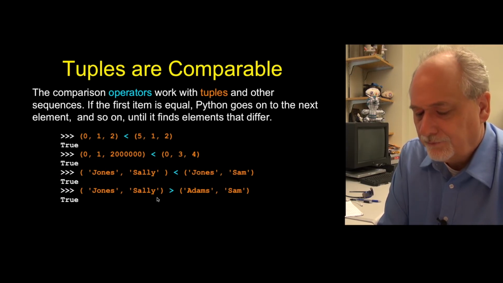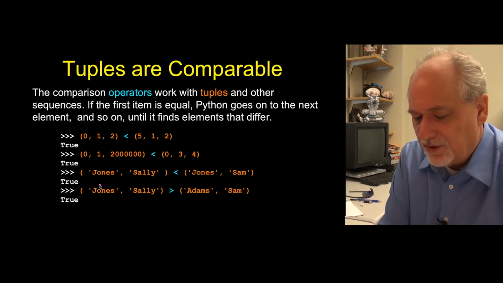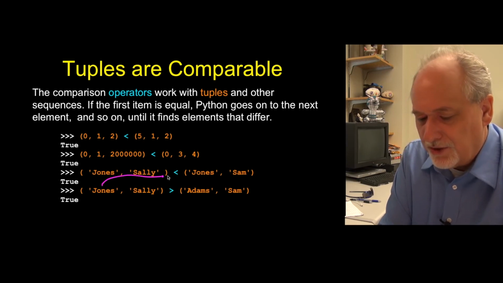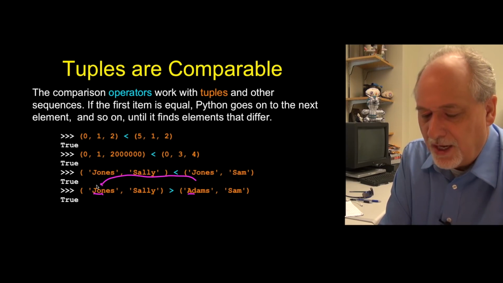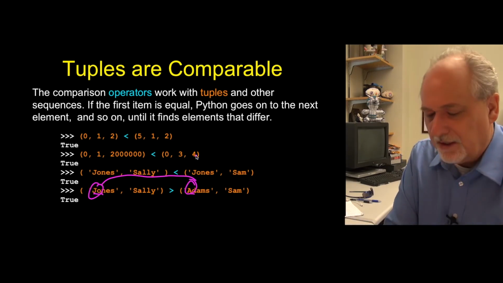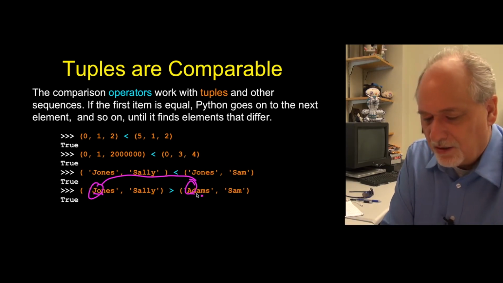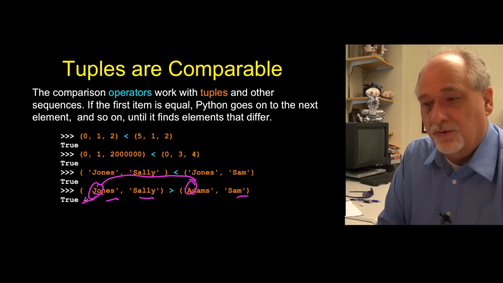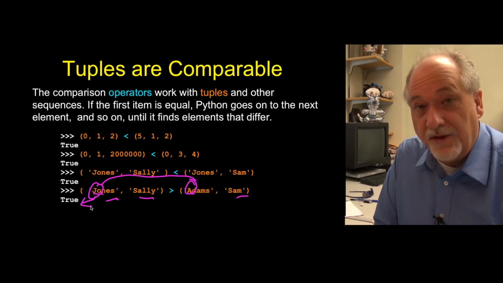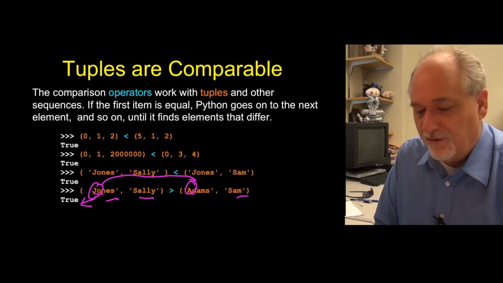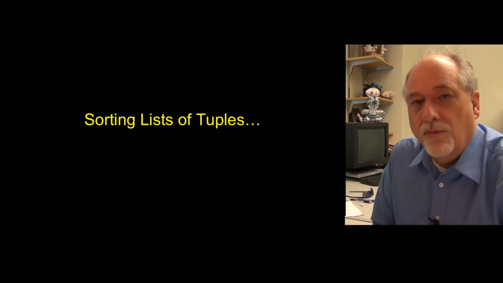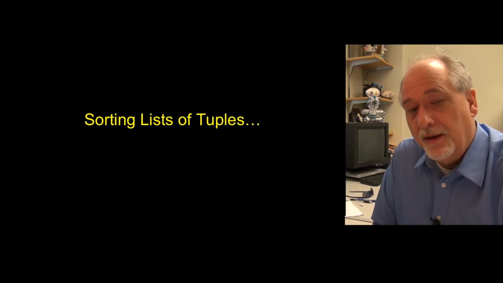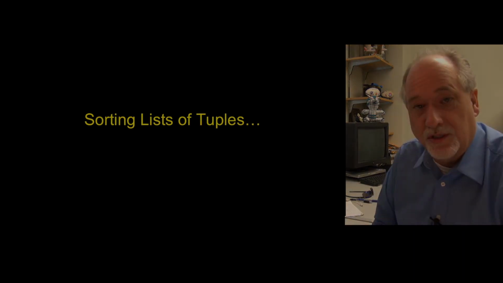And if we say is Jones Sally greater than Adam Sam, well, we check the J and the A. Well, J is greater than A, and so we don't have to look at anything else. We don't have to look at any more of these characters. We don't have to look at the second thing in the tuple. That is enough to be true. So it only scans until it has a definitive answer. It doesn't scan any further. So now what we're going to do is use this comparable capability to sort these lists of tuples and then bring this all back and connect it more to dictionaries.